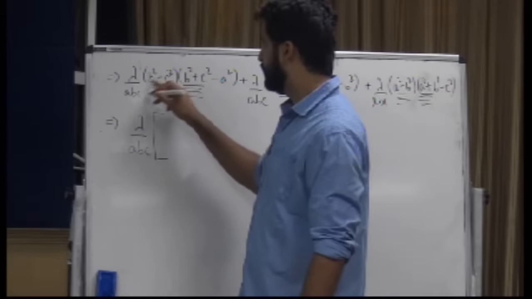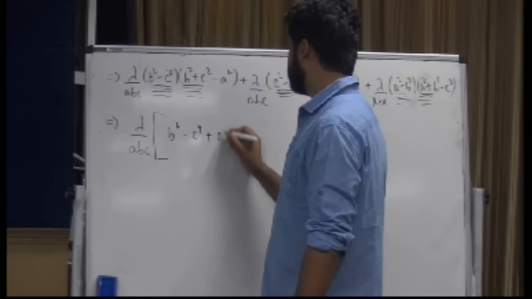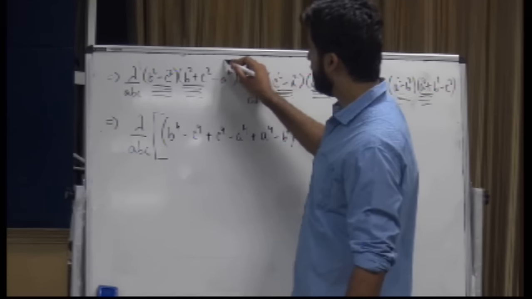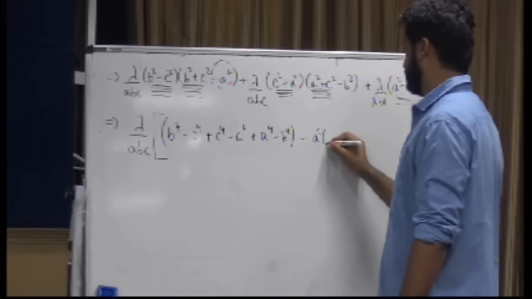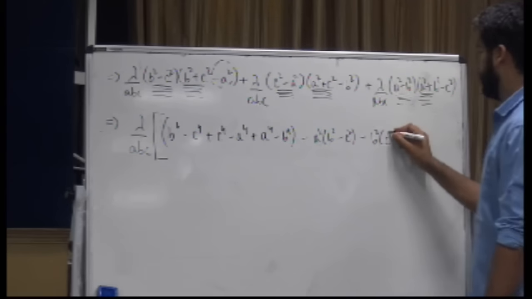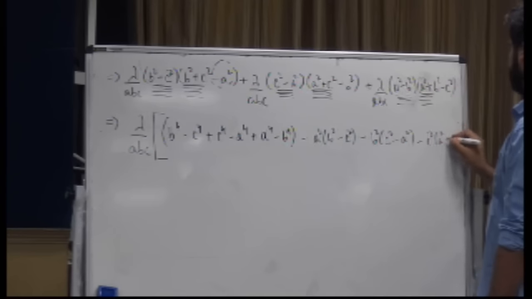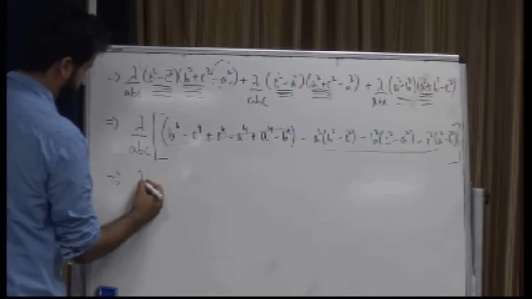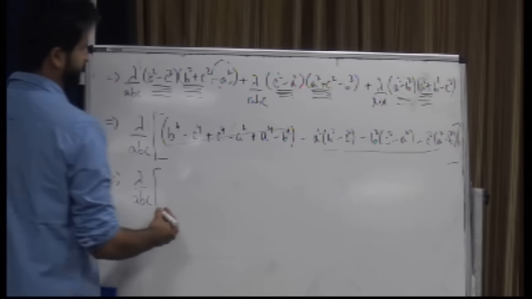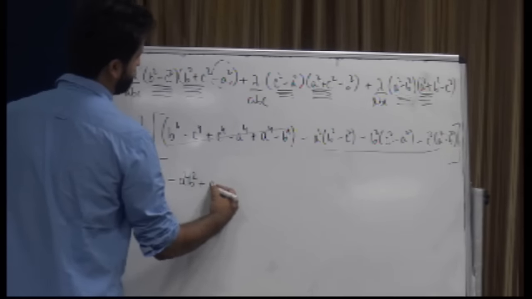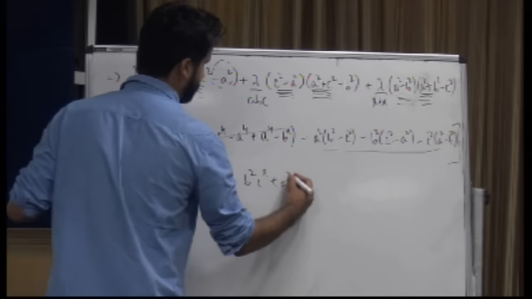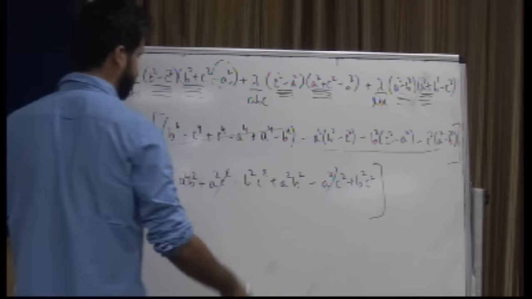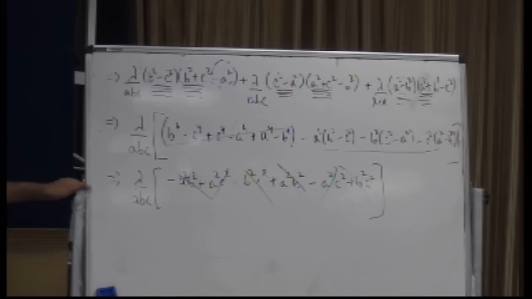So the first quantity is B to the power 4 minus C to the power 4 plus C to the power 4 minus A to the power 4 plus A to the power 4 minus B to the power 4. And we have this term left, minus A square into (B square minus C square) minus B square into (C square minus A square) minus C square into (A square minus B square). Okay, this cancels out. I think this also cancels out. Let's check. Zero into lambda is? Okay. Minus A square B square plus A square C square minus B square C square plus A square B square minus A square C square plus B square C square. Cancel, cancel, cancel, cancel. So the answer is 0.